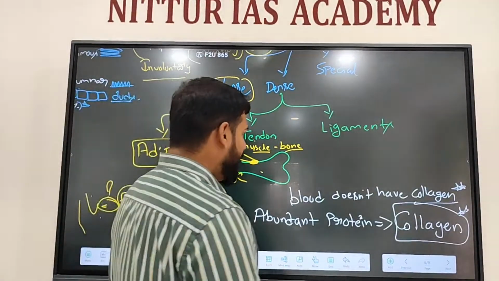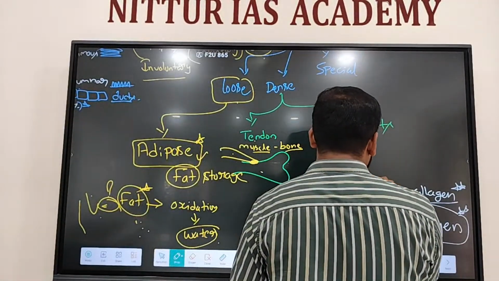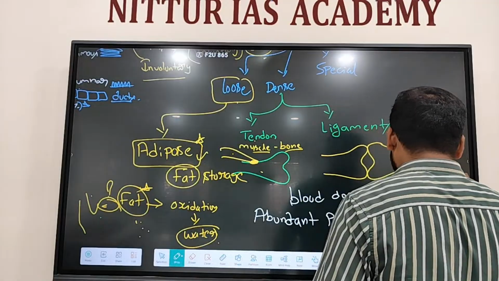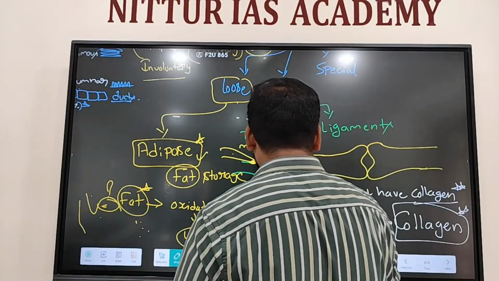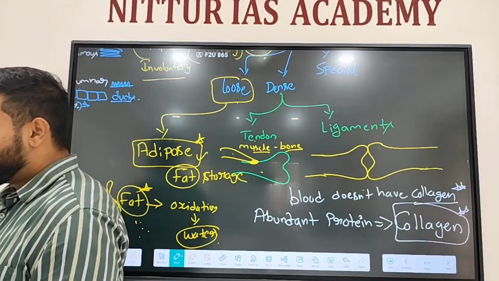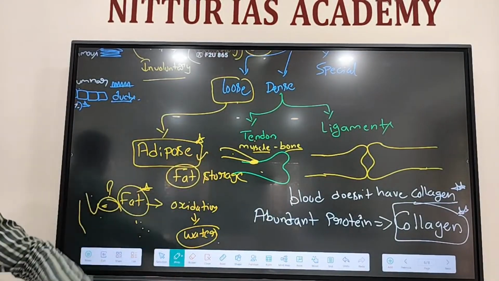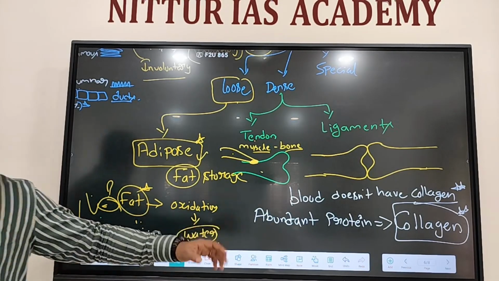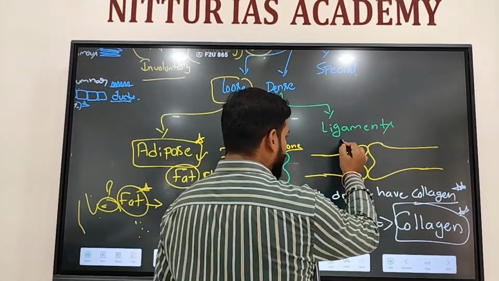Then ligament: you might have had this soft, tender, whitish part of the bone which you can eat and chew. Ligament connects bone to bone. One bone is connected to another bone with a soft whitish tissue called ligament. Bone to bone, ligament.